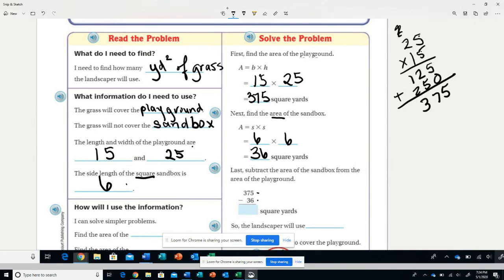Last, subtract these two numbers. Be very careful here. You do need to regroup. So I get 15 minus 6 is 9, 6 minus 3 is 3, and then I have a 3 in the hundreds place. So we'll need 339 square yards of grass. Give it a try.